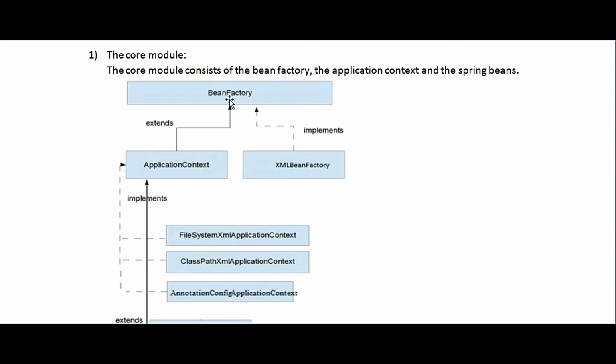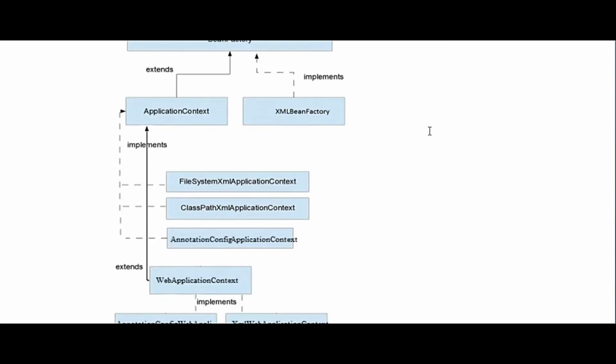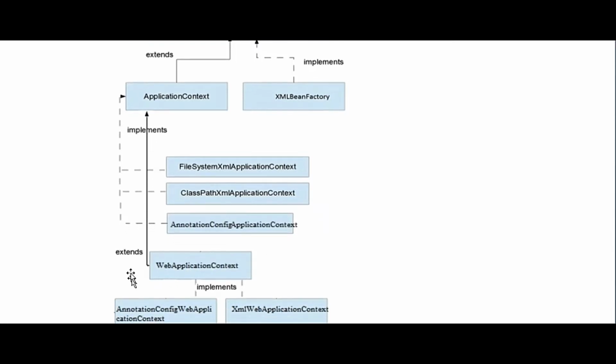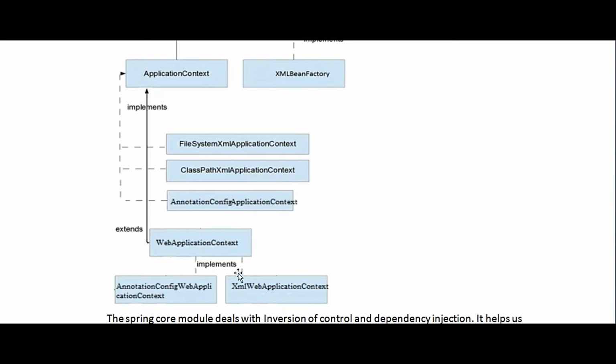We have the bean factory, which is extended by the application context, and then we have various implementations of bean factory, such as the XML bean factory shown here. We have various implementations for the application context, such as file system XML application context, class path XML application context, annotation config application context, and so on. Then we have the web application context that extends the application context, and again we have implementations for our web application context.